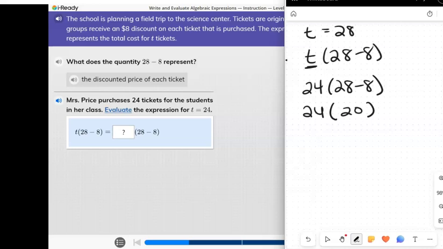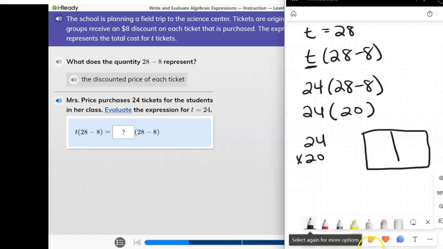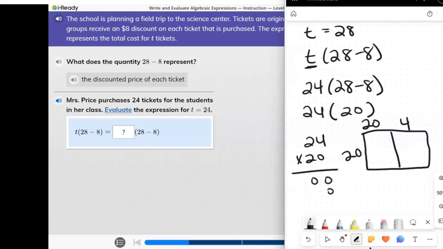You don't get to use a calculator because this is level up. So you get to multiply 24 times 20, or you can use whatever strategy you use. You have one of those two methods, so I'm going to use this method. 0 times 4 is 0. 0 times 2 is 0. Bring it down. 2 times 4 is 8. 2 times 2 is 4. So we have 480.